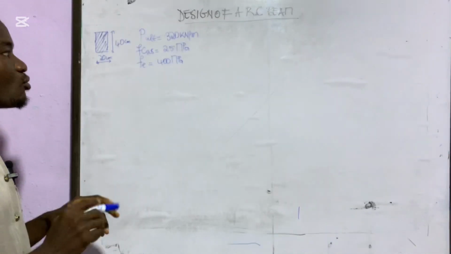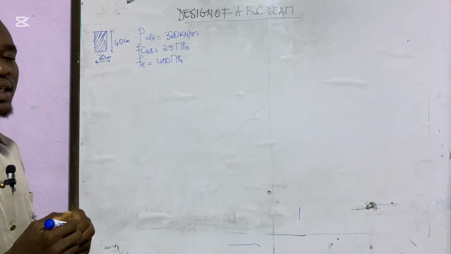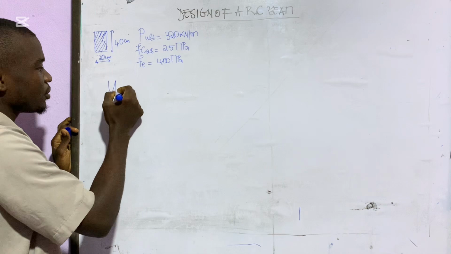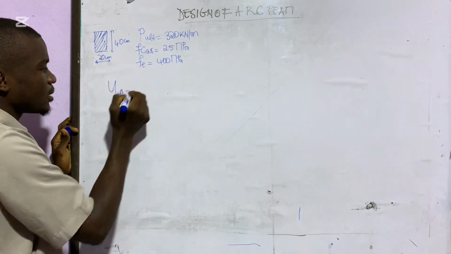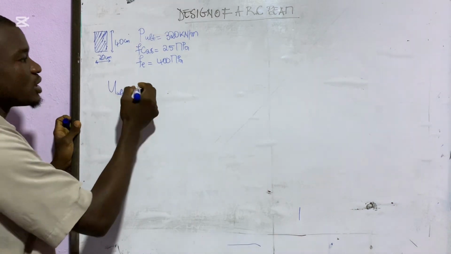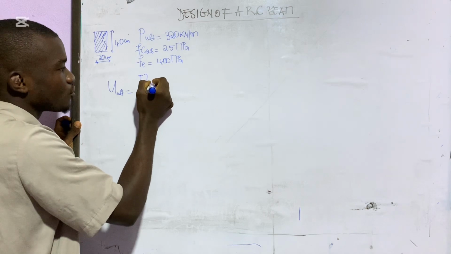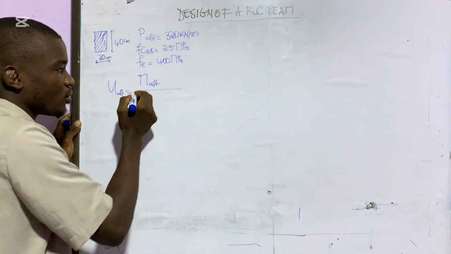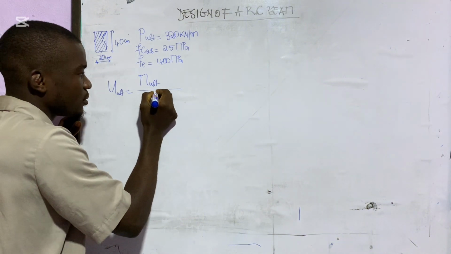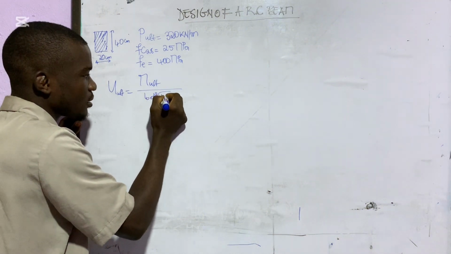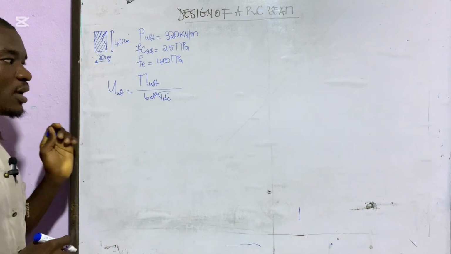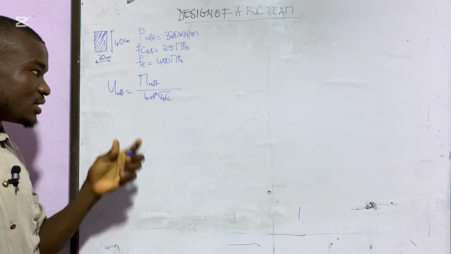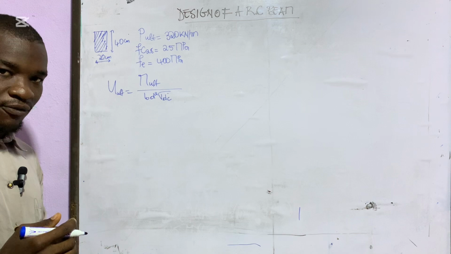Okay, the first thing that you have to do is to find the mu ultimate. And how do you get this mu? This mu ultimate is actually equal to the ultimate moment that you have, divided by b d square sigma dc. This sigma dc here is the characteristic strength or the design strength of your concrete.